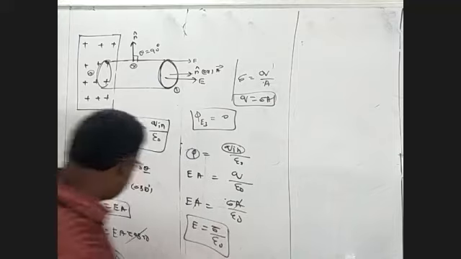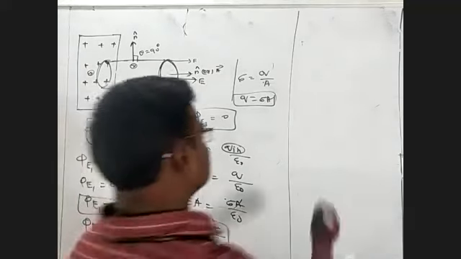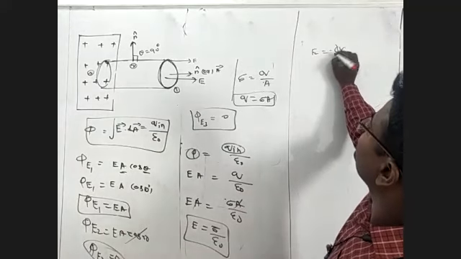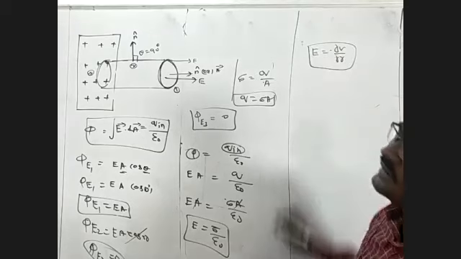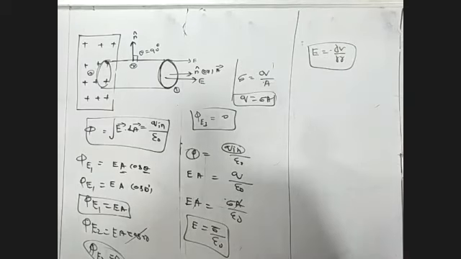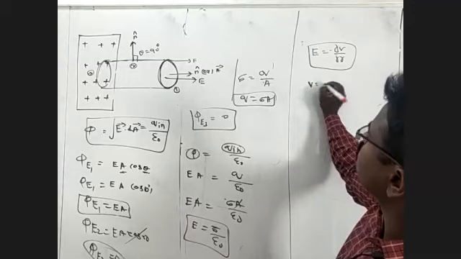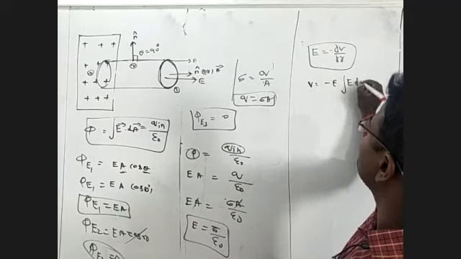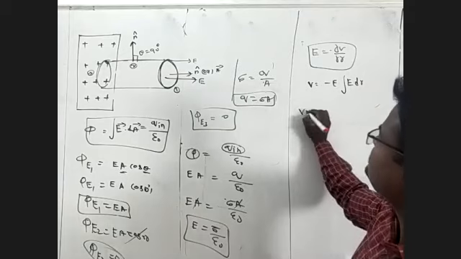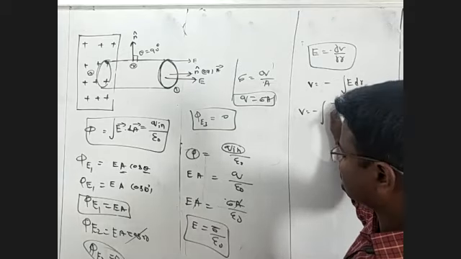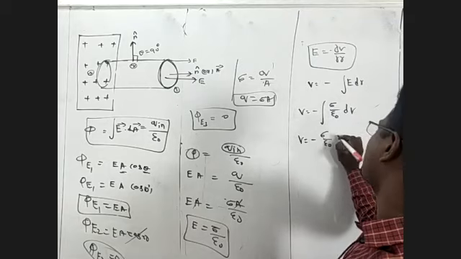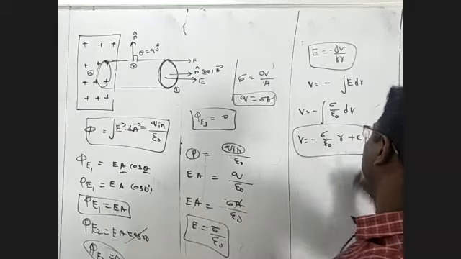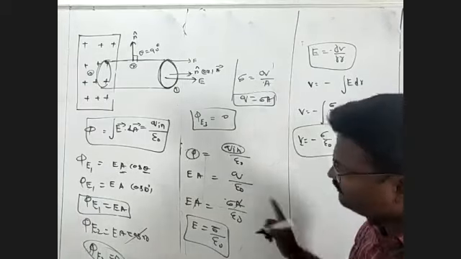Okay, we know the relation: E is equal to minus dV by dr. Keep this formula in your mind. In the coming classes, I am going to explain the proof of this relation, E bar is equal to minus dV by dr. Now V is equal to minus the integration of E dr. So V is equal to minus the integration of sigma by epsilon naught dr. V is equal to minus sigma by epsilon naught, which is constant, times r, plus C. This is your formula, the relation between E and V. That is it.